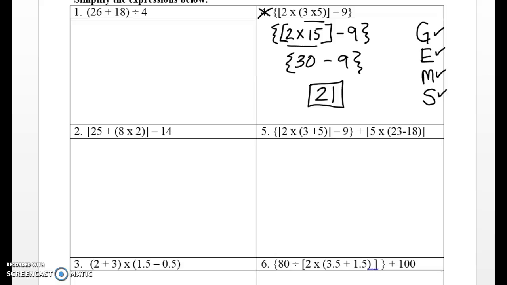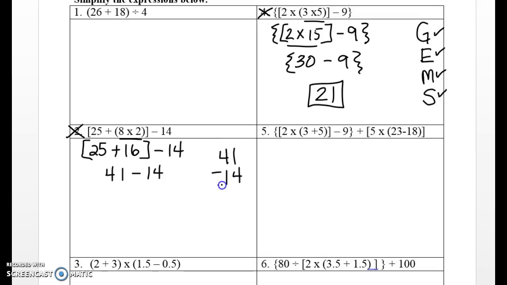Alright, so for number 2, I know we're going out of order. We have 16. And again, that's part of the number. 25 plus 16 is 41. Minus 14. And I'm going to come over here and do it so I don't make a mistake. So my answer should be 27.